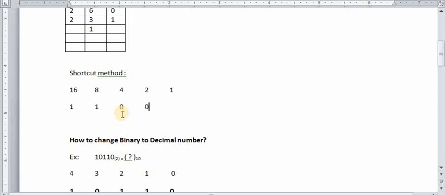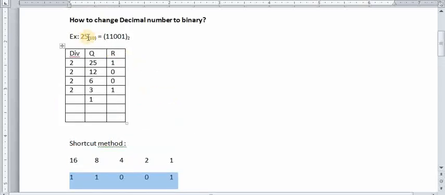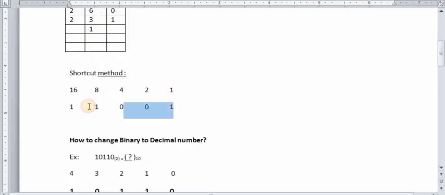So 16 plus 8 is 24, plus 1 is 25. For these numbers you have to write down 1 1 1, and for the remaining numbers you have to write down 0 0. So this is the binary number of 25. You can check it: 11001.